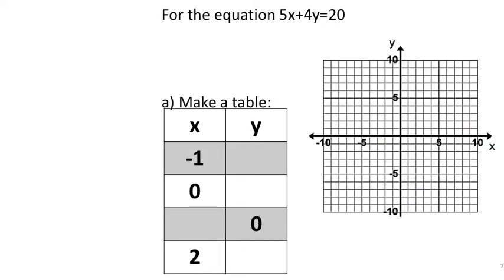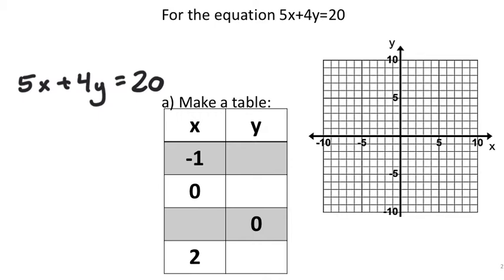All right, now we have this equation, 5x plus 4y equals 20, and we're going to fill in this table. Remember, these are all ordered pairs: (-1, something), (0, something), (something, 0), and (2, something). This would be the y-intercept because the x value is 0, and this would be the x-intercept because the y value is 0. I'll start at the top of the table where the x value is -1. Writing out my equation, 5x plus 4y equals 20.